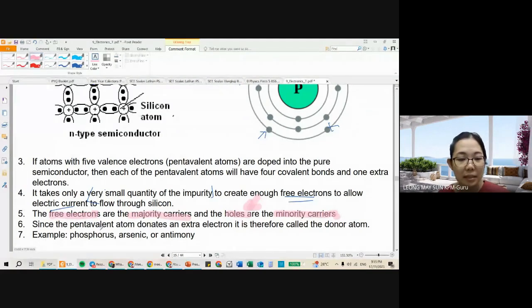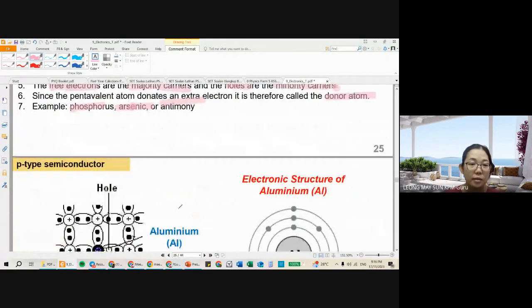Since the pentavalent atom donates an extra electron, it is also known as the donor atom. Examples of the dopant are the pentavalent atoms. Penta means 5 valence electrons. Examples of these donor atoms are phosphorus, arsenic, and antimony. Since this is no longer in your basic syllabus, just take it as an introduction, only for your knowledge.